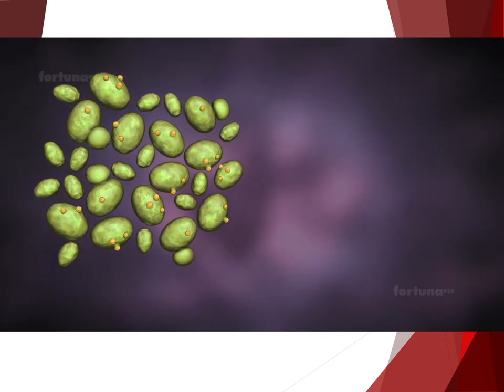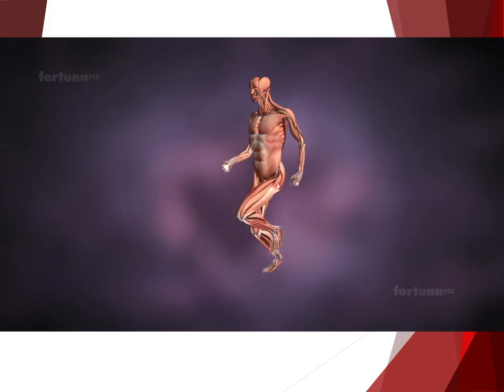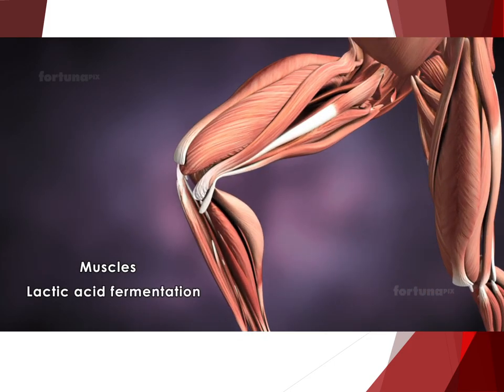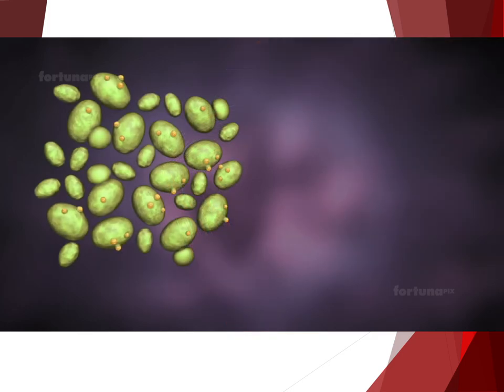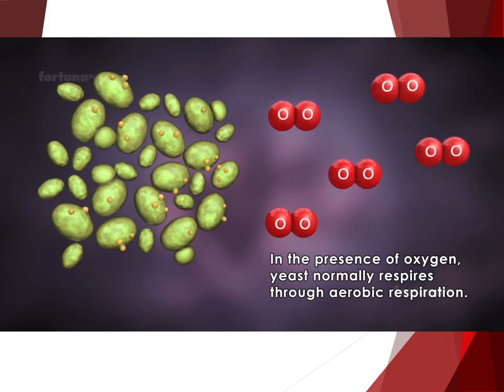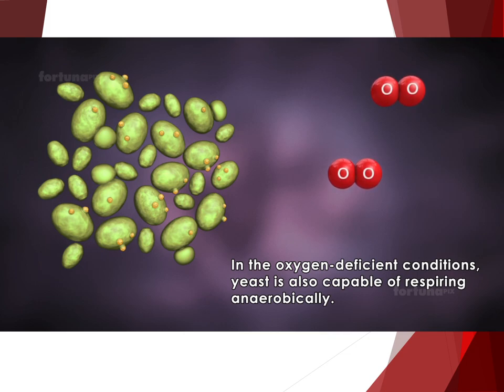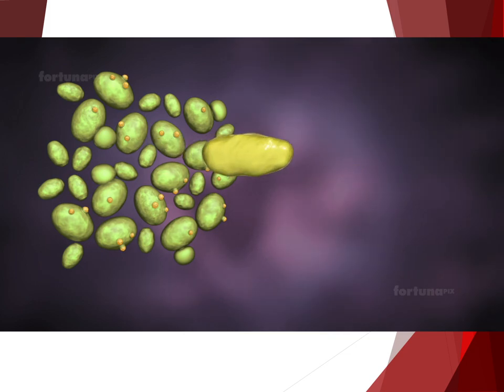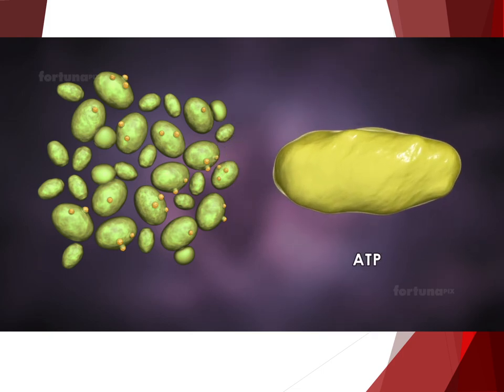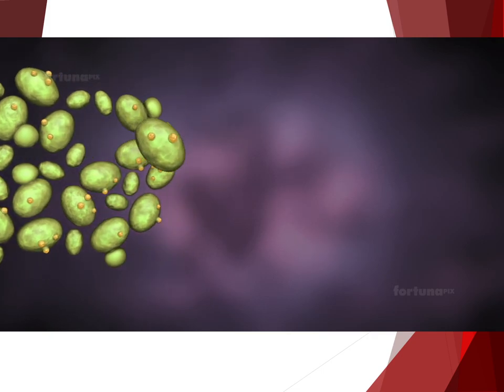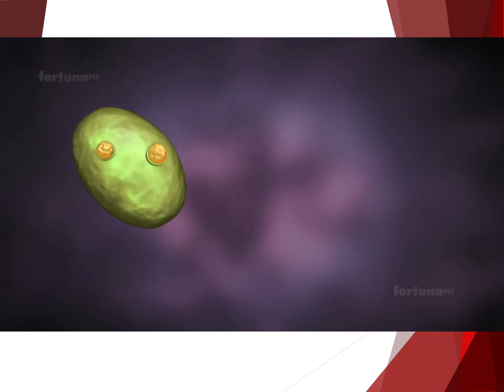It will occur in two different forms, either in yeast as alcoholic fermentation or in human muscle as lactic acid fermentation. In the presence of oxygen, yeast normally respires through aerobic respiration. But in oxygen-deficient conditions, yeast is also capable of respiring anaerobically to produce ATP through alcoholic fermentation. Let's look at the process of alcoholic fermentation in yeast.